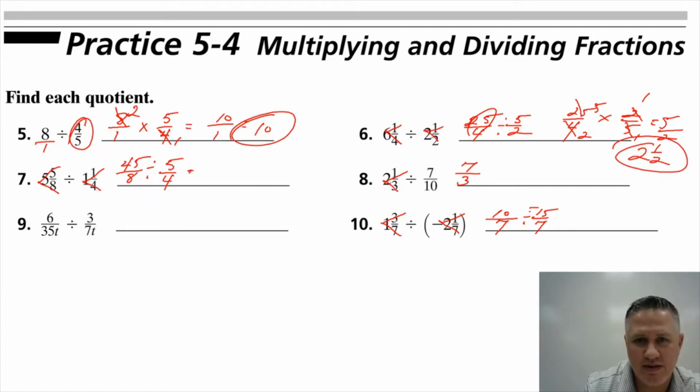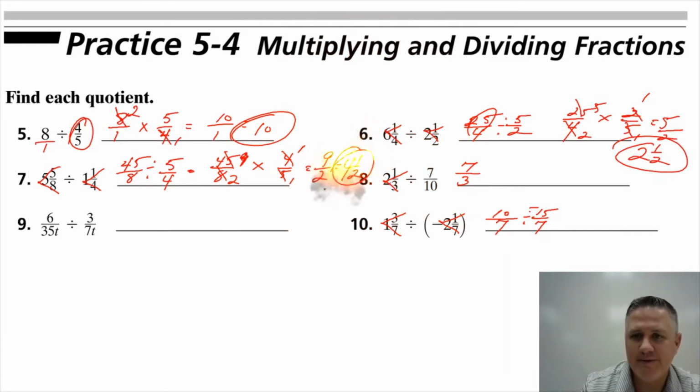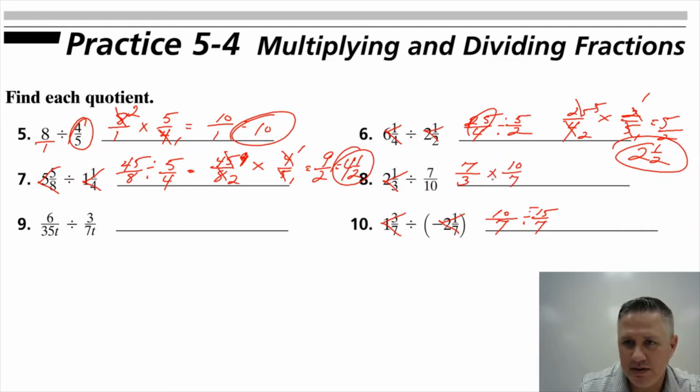Well, that's the same as saying 45/8. Flip this guy. Oh, yeah. Multiply. This becomes a 1. This becomes a 2. This becomes a 1. This becomes a 9, right? 5 goes into 45 9 times. And you get 9/2, which is 4.5. All right. Next one. This became 7/3. Now this flips, right? Oh, yeah. The 7s become 1s, and you get 10/3, or 3 1/3. Okay?